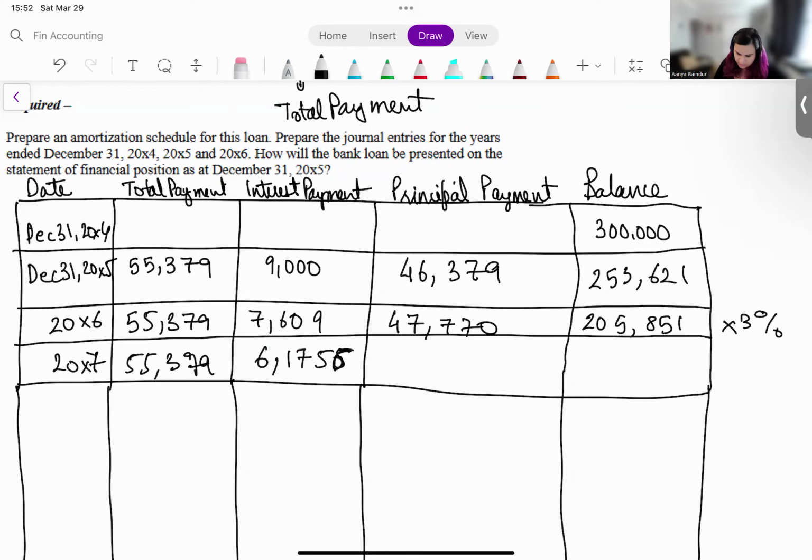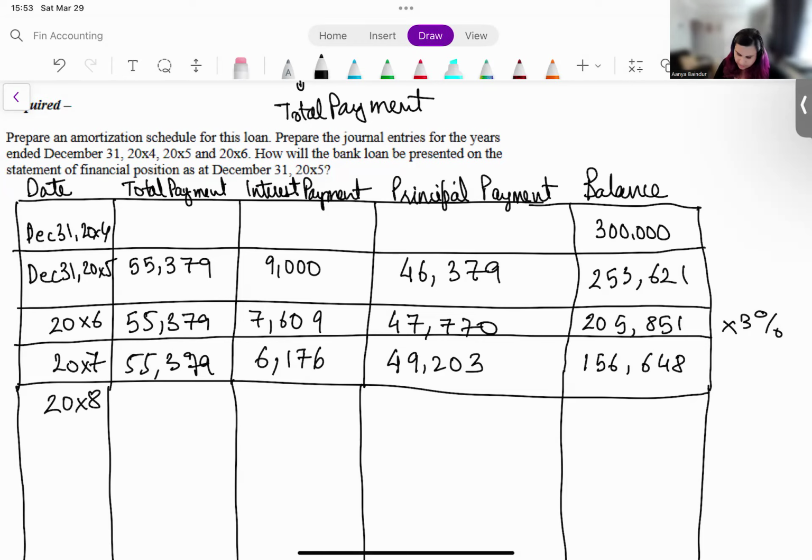Oh, sorry, I'm going to do that math again. 55,379 minus 6,176 equals 49,203. And the balance amount is the balance minus the principal payment. So 205,851 minus 49,203 gives you 156,648. Now let's go to 20x8.